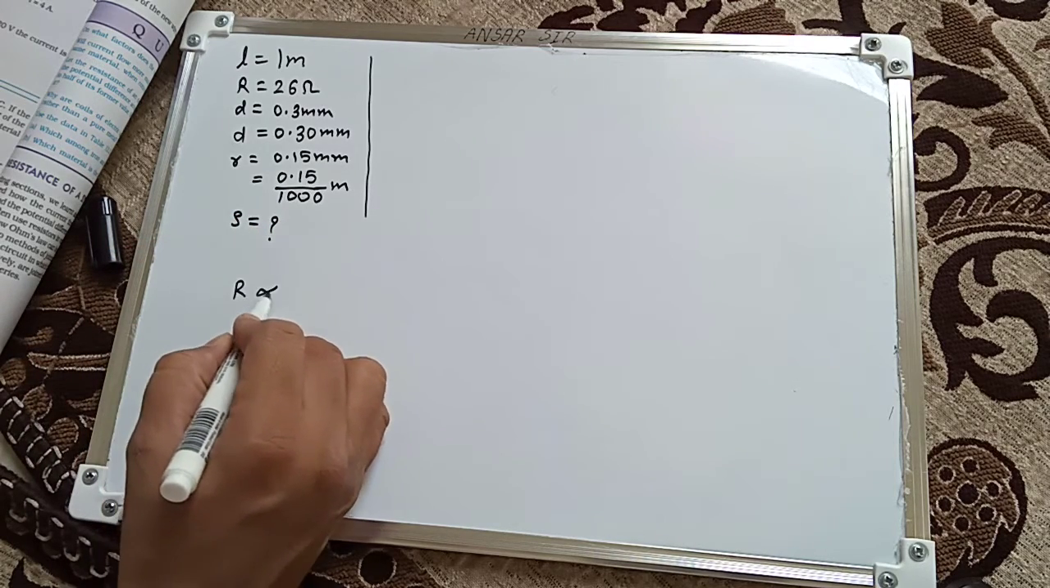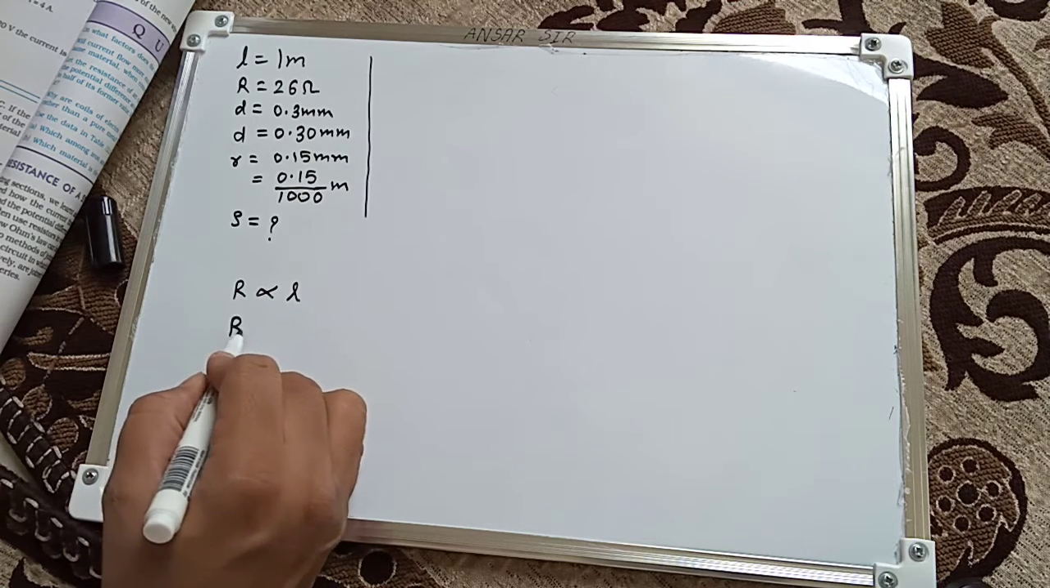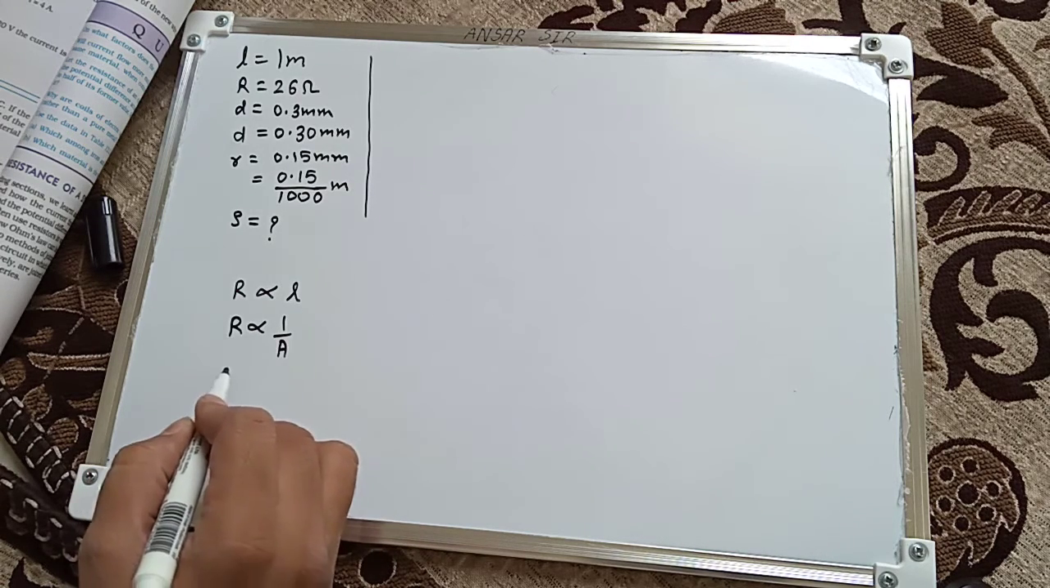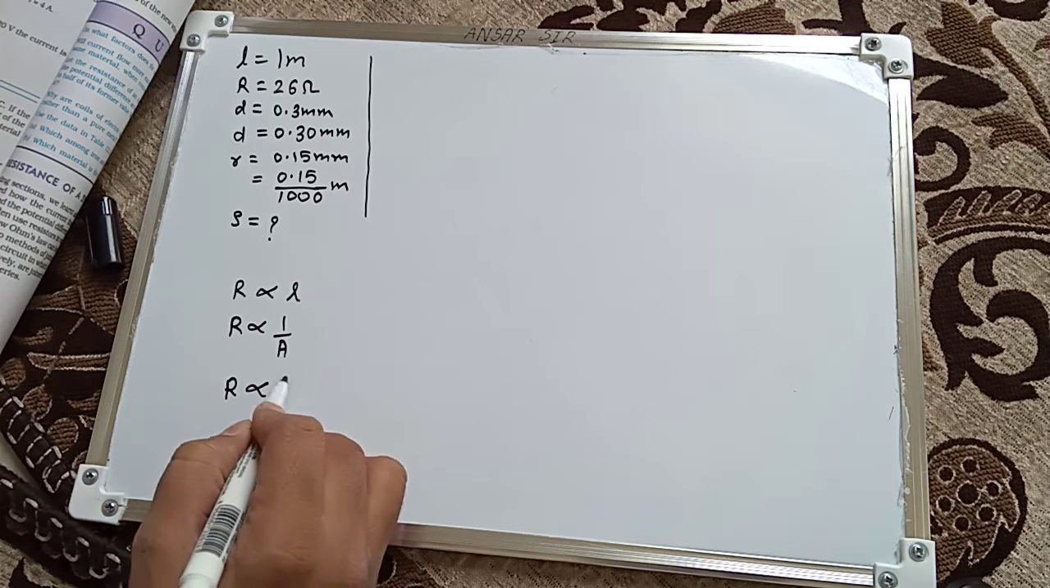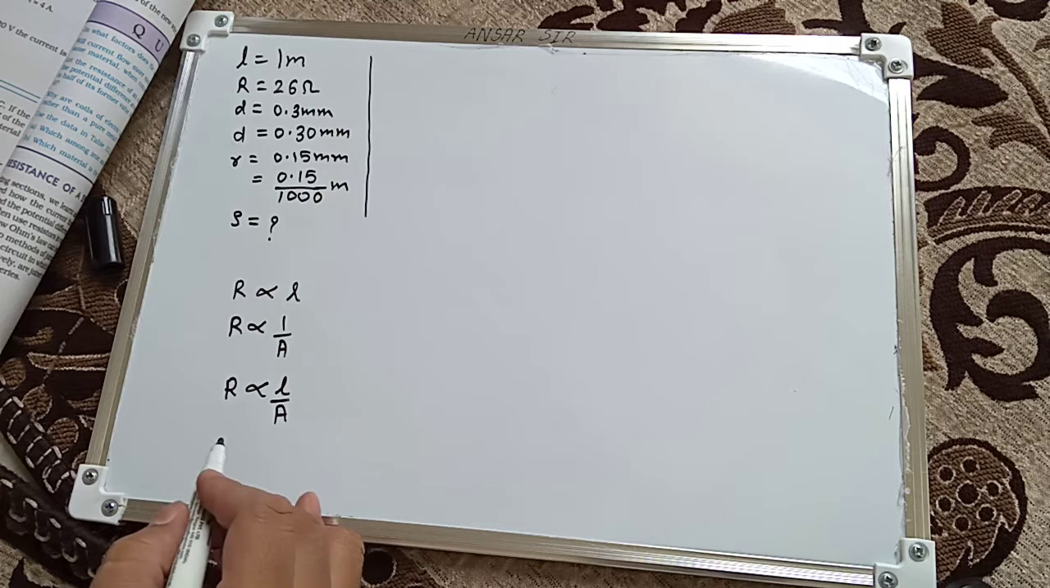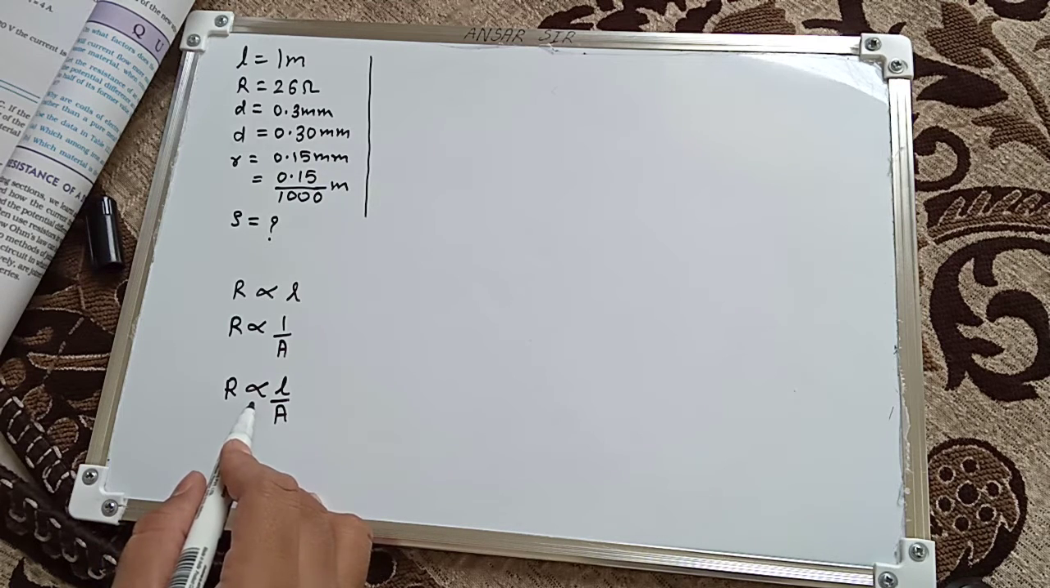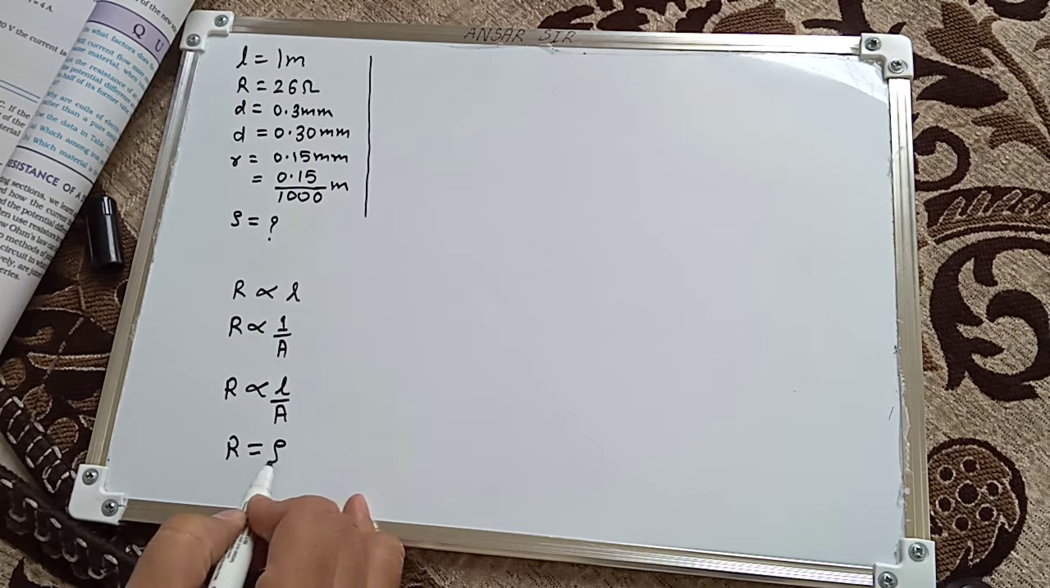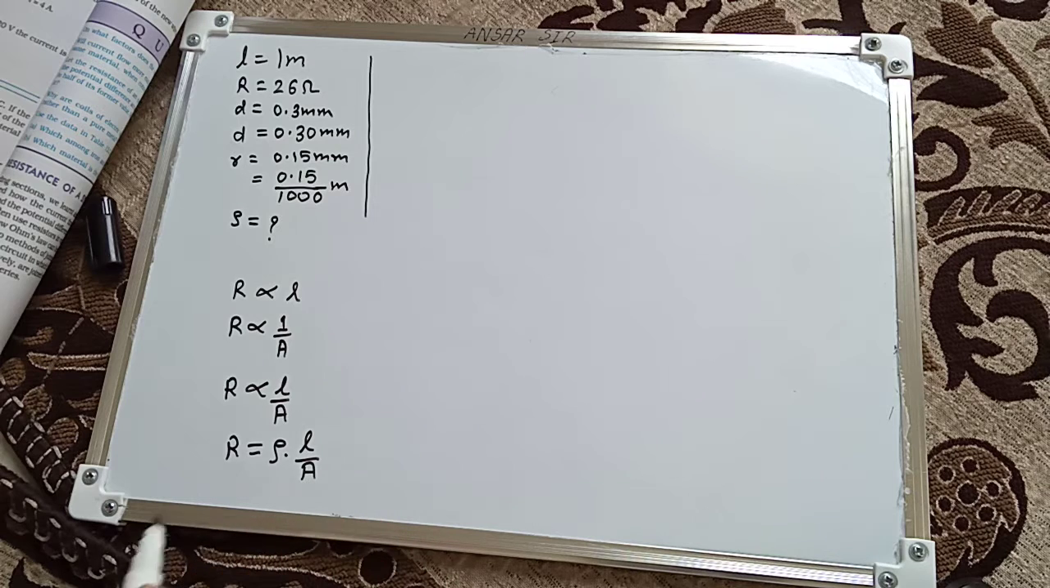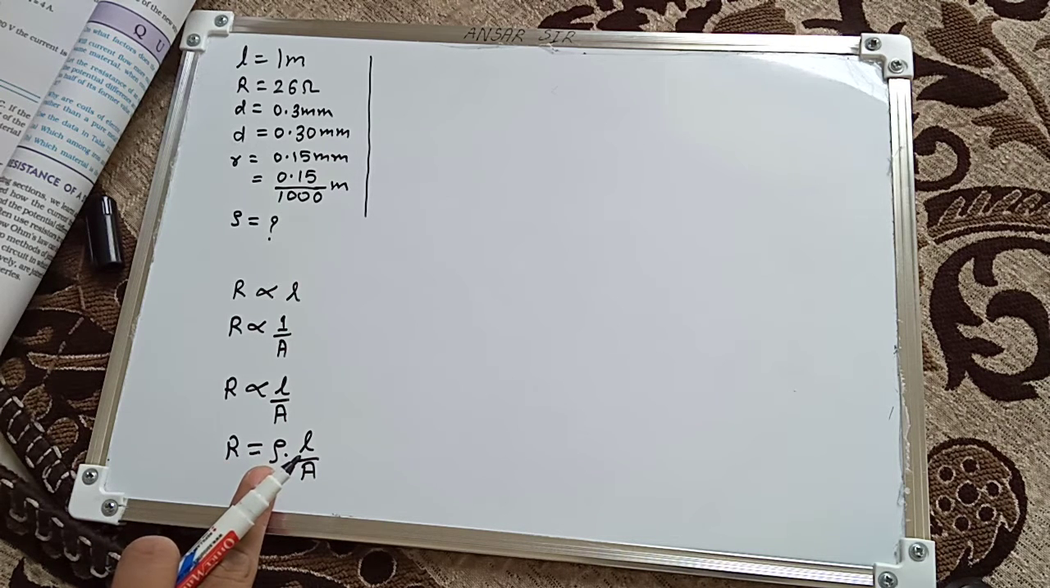We know resistance is directly proportional to length of the wire. Resistance is inversely proportional to area of cross section. So both can be united and we can write resistance is directly proportional to length and inversely proportional to area of cross section. Whenever we remove the proportionality sign, we need a constant. So here this constant is called the resistivity of the material of the wire. This letter is called rho, R-H-O. It is a Greek letter, rho. Just as R denotes resistance, rho denotes resistivity, L denotes length, A denotes area of cross section.